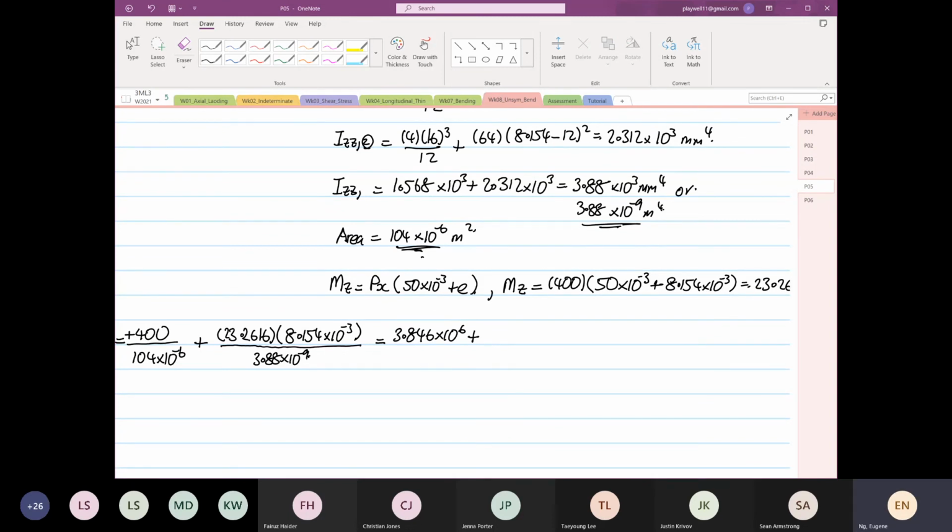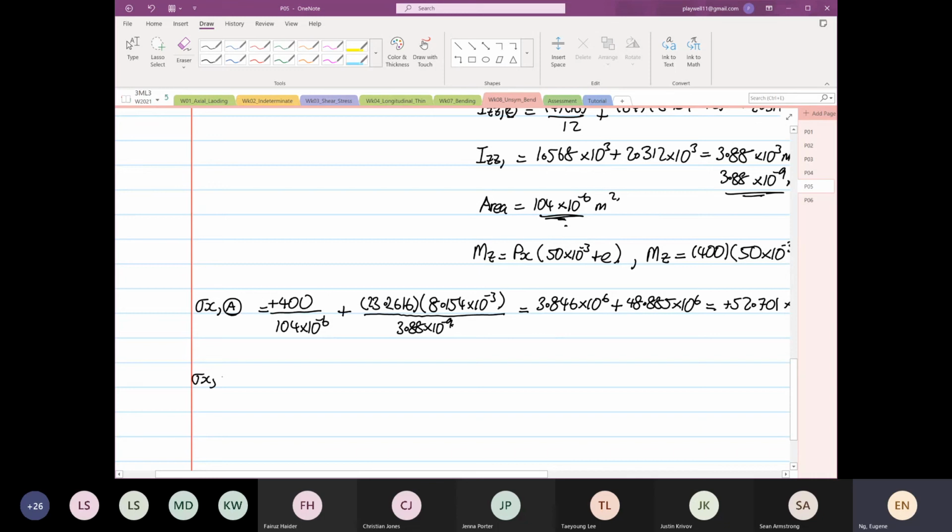So it's equal to 3.885 times 10 to the power 6. So 3.846 plus 48.855 is equal to 52.701 times 10 to the power 6 Pascal.